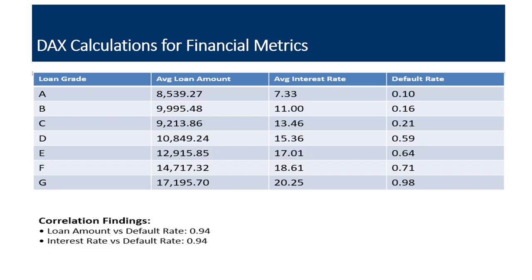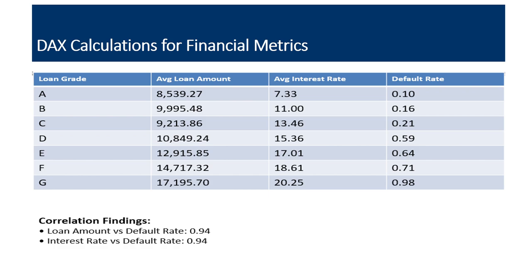Average loan amount is 9995.48. Average interest rate is 11.00. Default rate is 0.16. Average loan amount is 9213.86. Average interest rate is 16.46 and default rate is 0.21.